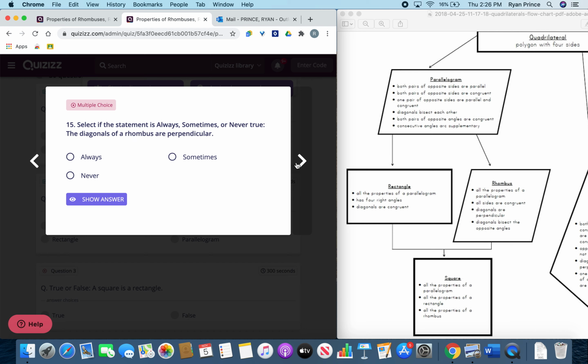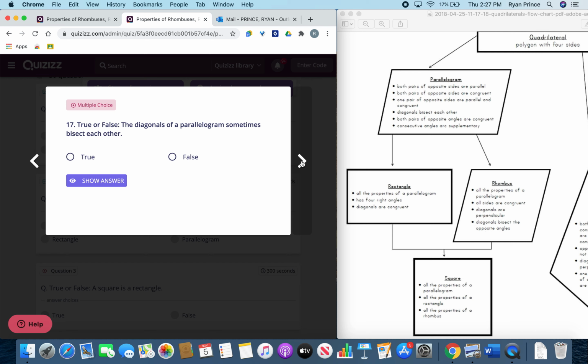Select if the statement is always, sometimes, or never true. The diagonals of a rhombus are perpendicular. Yeah, right here. Diagonals are perpendicular. It tells you right there. Those are the easier ones when it's right in that exact box in that shape that you need it to be. A parallelogram is a quadrilateral. Yeah, a parallelogram is always a quadrilateral. Quadrilateral is any polygon with 4 sides. Parallelogram has 4 sides, so it's always a quadrilateral.